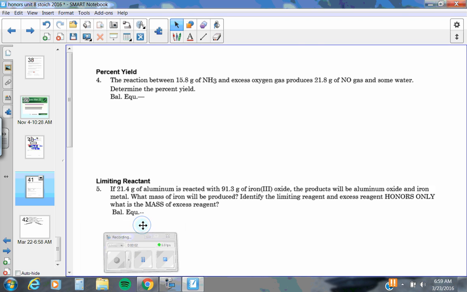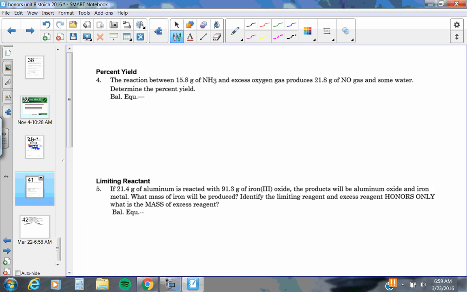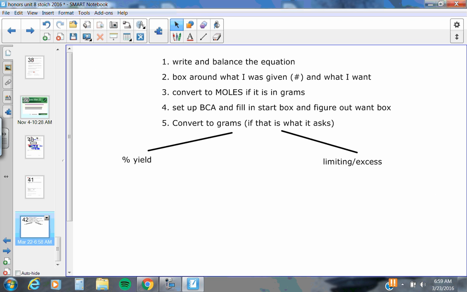This next one is a percent yield. I don't have extra notes yet. Maybe I'll develop them along the way. Stoichiometry in general is that 5-step process, at least that's how I'm following it because I know how to do my mole ratios. But I need maybe some extra notes for percent yield, which I may add to this.